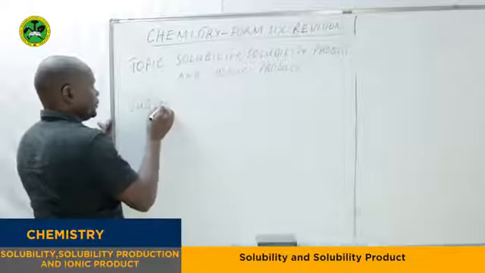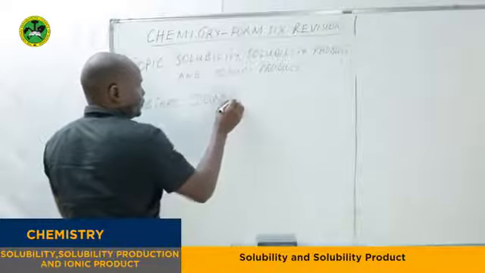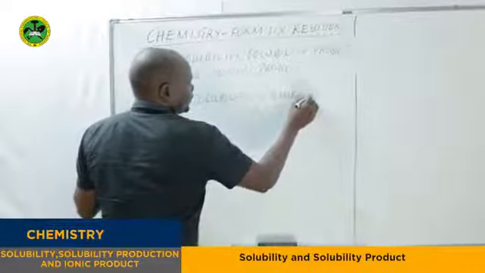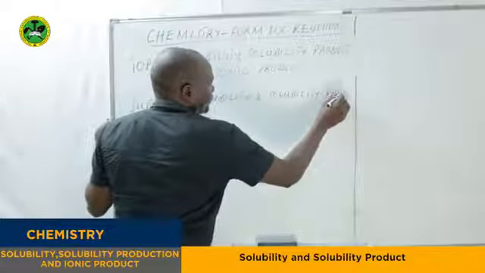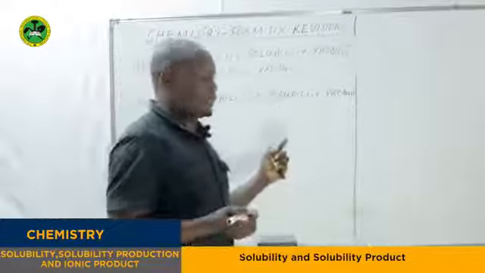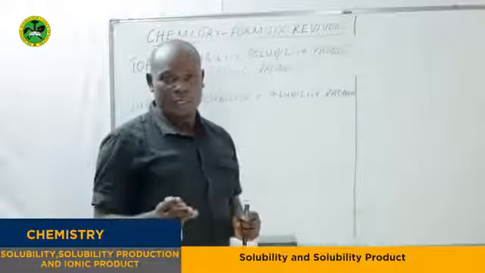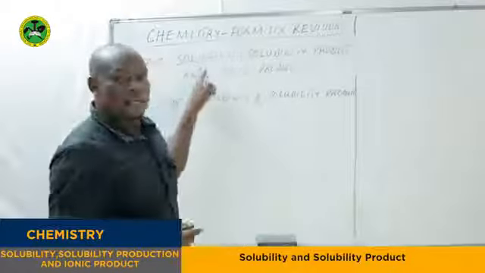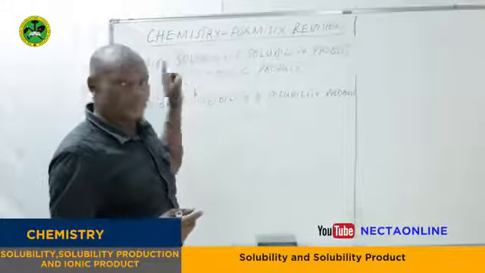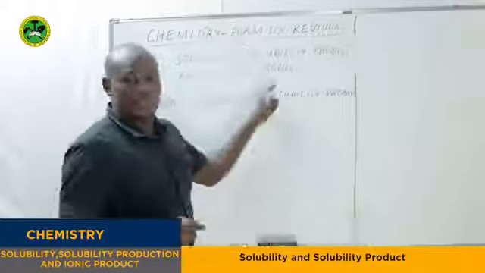So the subtopic is solubility and the solubility product. It is a combination of two subtopics, as I have said. Now, the topic generally has three main subtopics, and these subtopics come from the name of the topic. The first subtopic is solubility, the second subtopic is solubility product, and the third subtopic is ionic product.